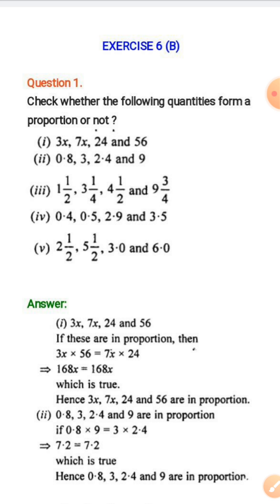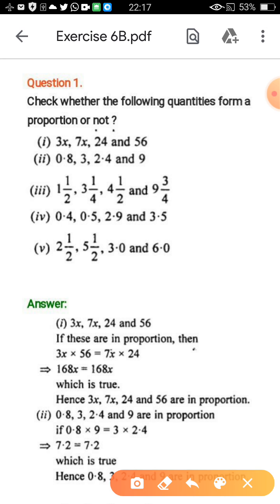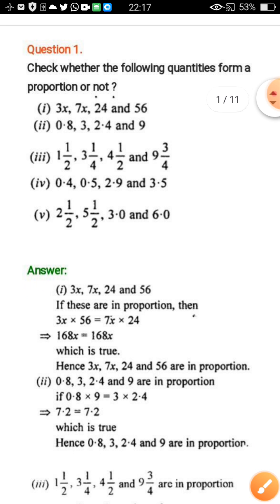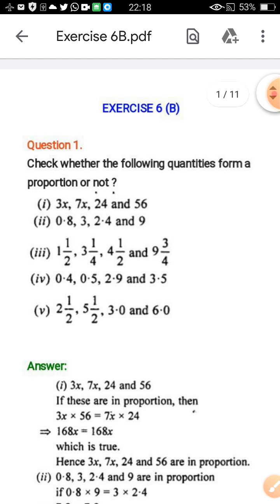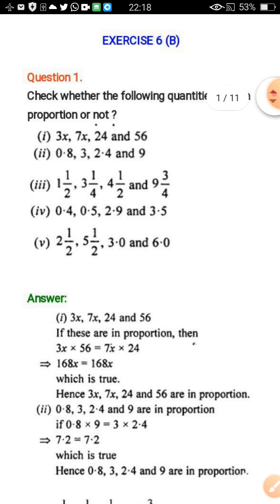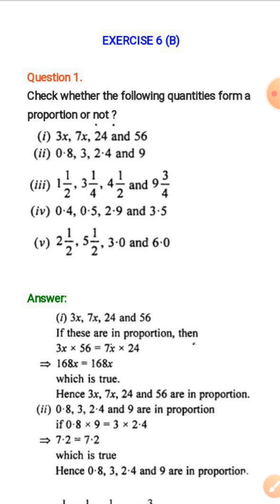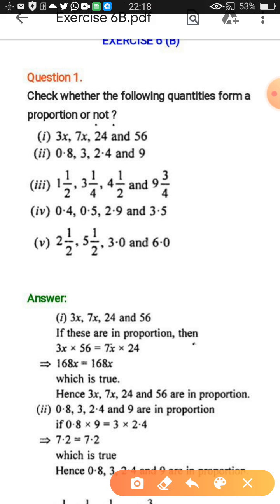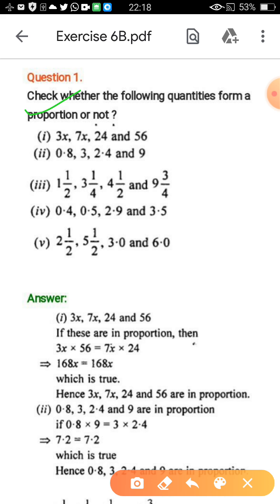Now see, today we are going to study ratio and proportion under exercise B. Here in this exercise, the first question is given: check whether the following quantities form a proportion or not. We have to find out whether this is in proportion or not.